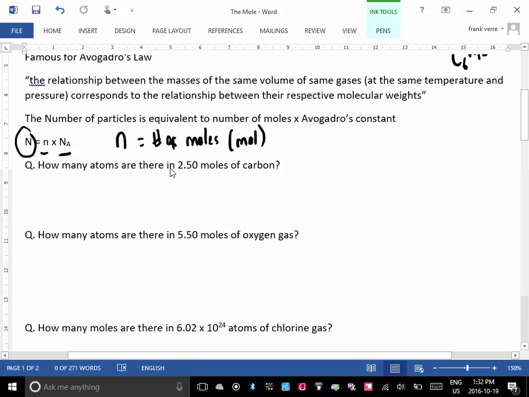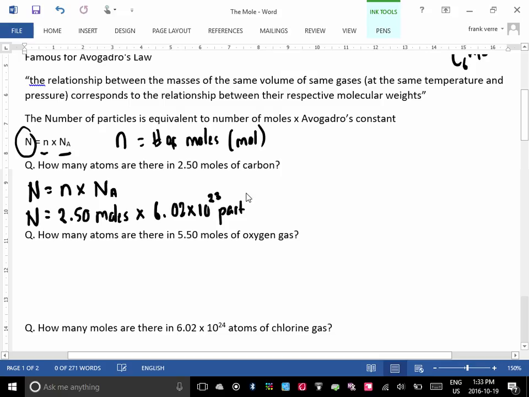How many atoms are in 2.50 moles of carbon? So N equals 2.50 moles times 6.02, I'm going to round it to 6.02, times 10 to the 23 particles per mole.